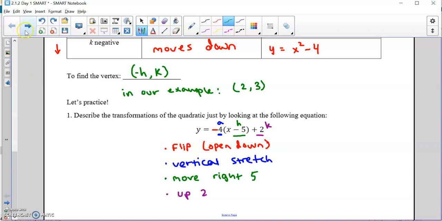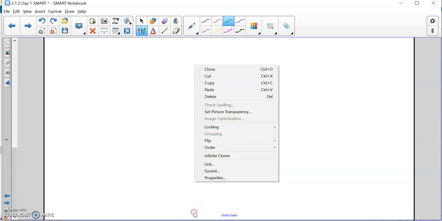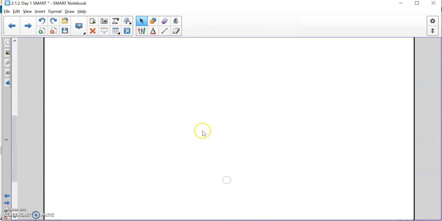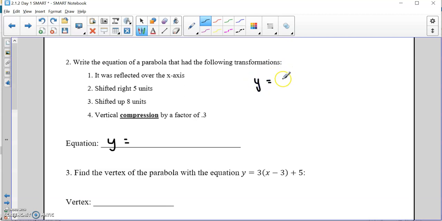All right, next page. Okay, so now we're going to work backwards. Now I have descriptions, and I want to write the equation. So we want to follow this in the order that we know our equation to be in, right? So we know it goes y equals a(x minus h) squared plus k. So let's take a look here. We have a reflection. That means it's going to flip. So we need to add a negative sign.